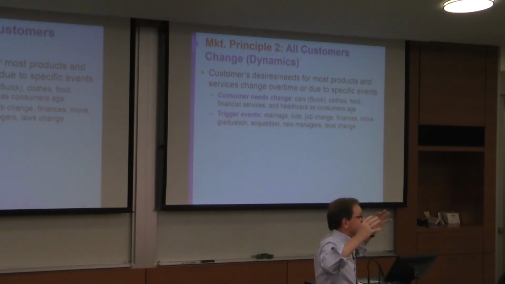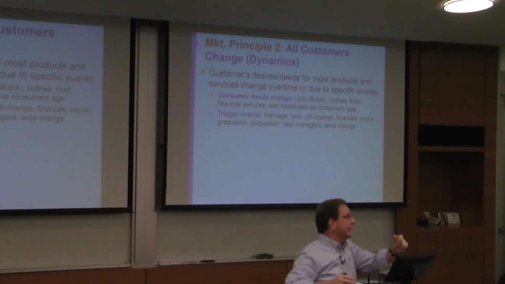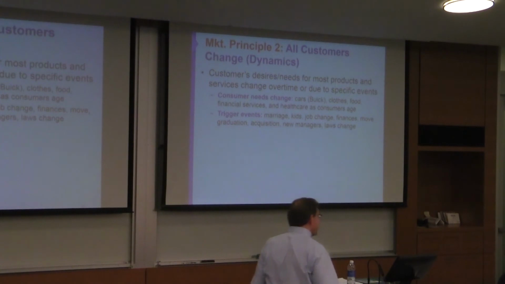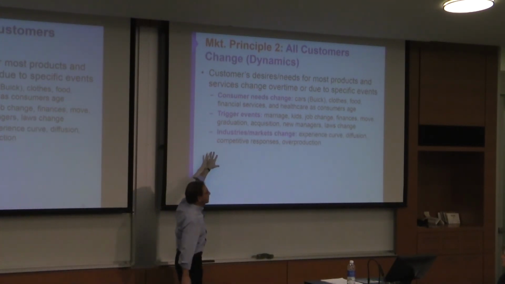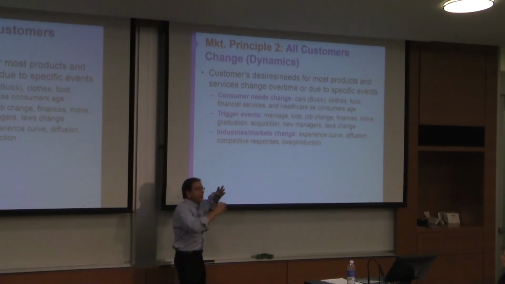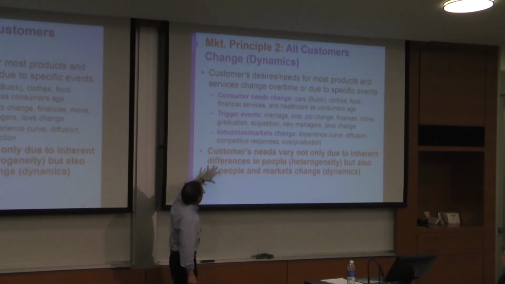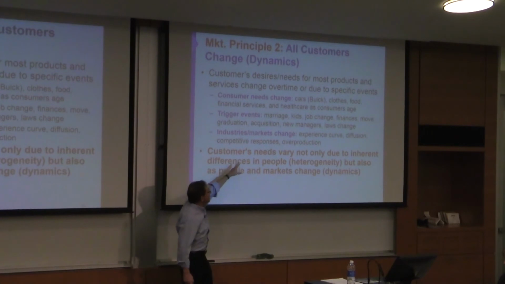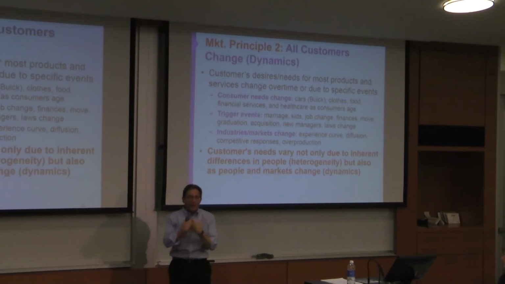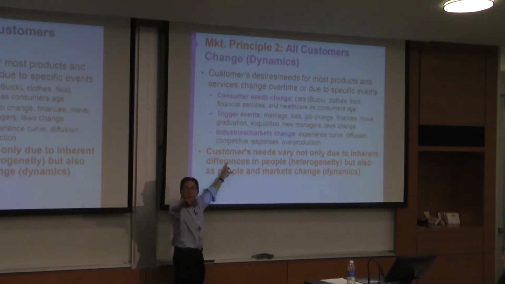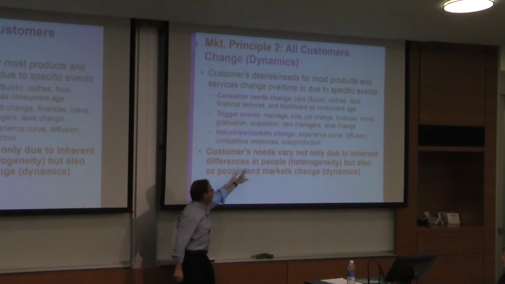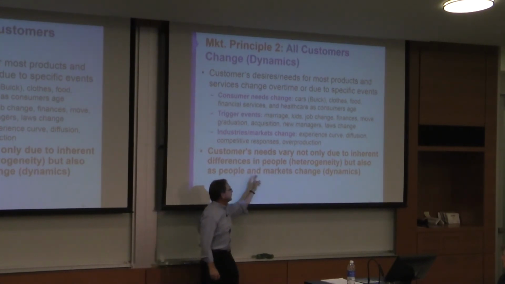So they're aimed. Guns are loaded. Anything that triggers that, the marketers hit you. And it's a very good thing to go do because it really works. Industry and markets change. Experience curve, price points go down as manufacturers, all sorts of things happen. So ultimately what we're saying is customer needs, and we're customer-centric, we're trying to solve customers' problems. They change, or they vary, not only due to differences in all of you, you're all different people, you have different needs, but also as people and markets change.